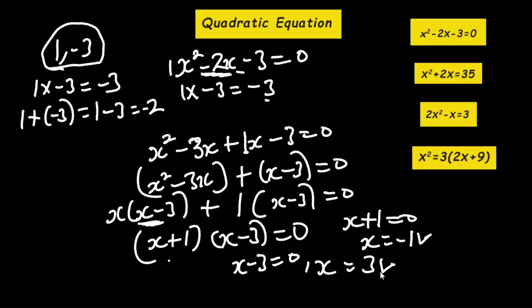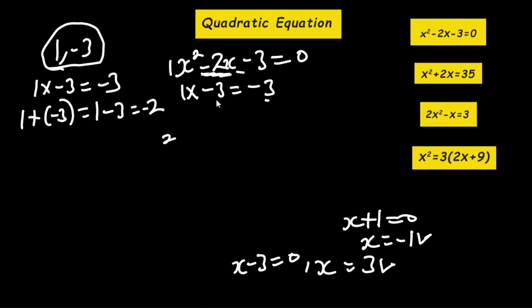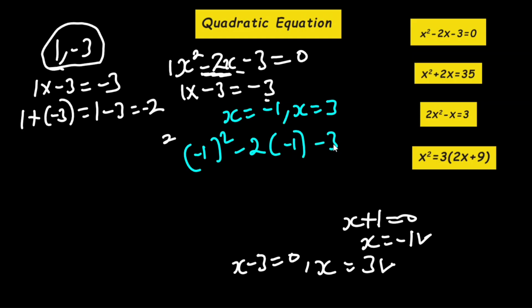So let's prove and see whether if we replace the x inside the equation with either 3 or -1, we are going to get 0 over here. So we had x to be equal to -1 and also x will be equal to +3. Now let's put -1 and then also 3 inside the equation. So here x squared will be -1 all squared minus 2 times -1 minus 3. Here I'm going to have 1 plus 2 minus 3. 1 plus 2 is 3, 3 minus 3 is 0.